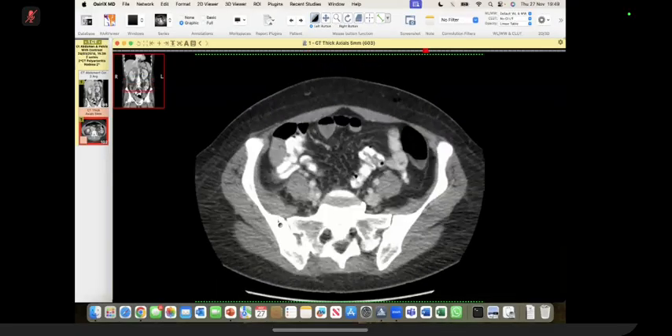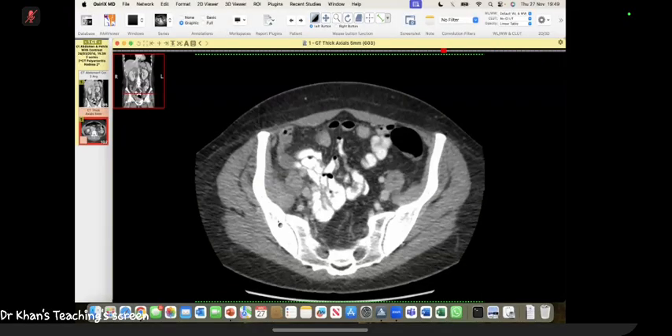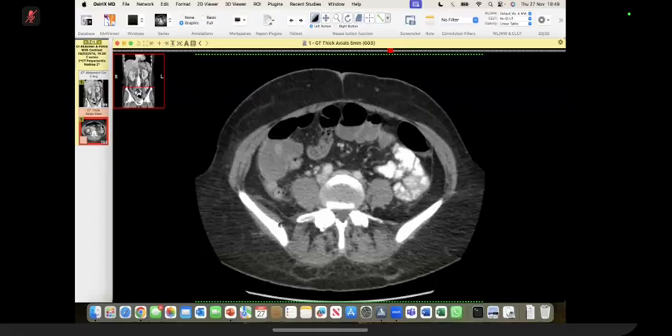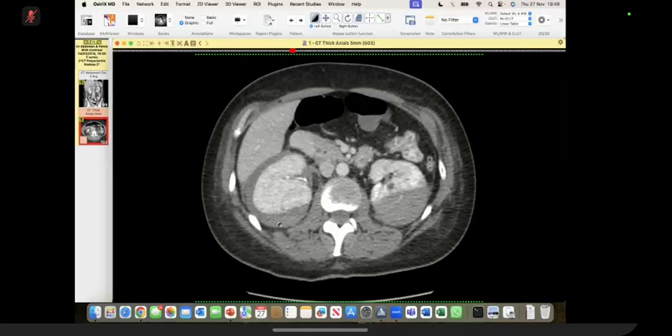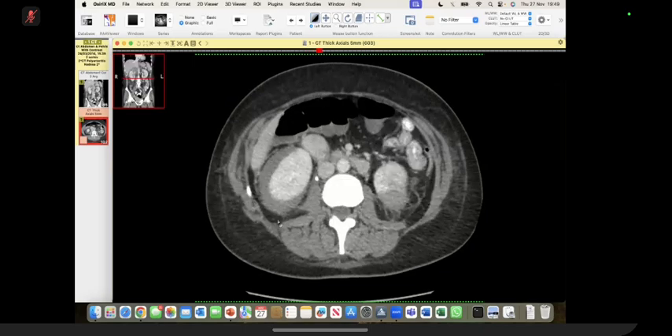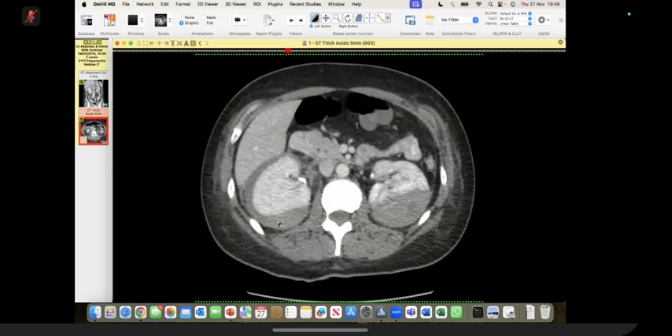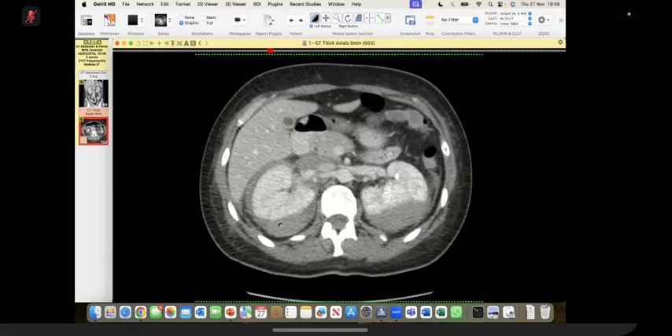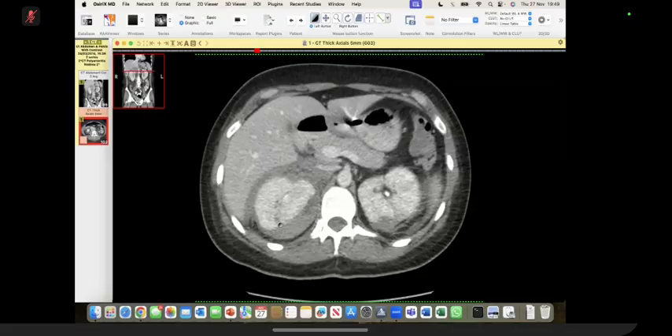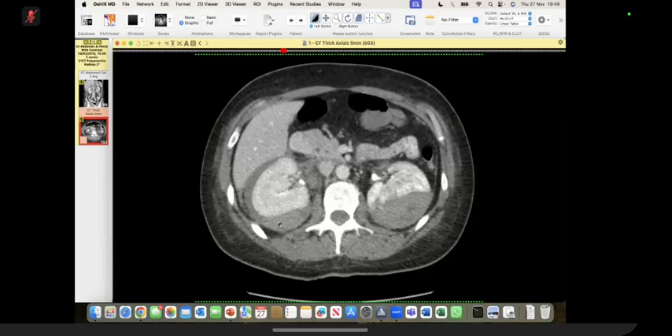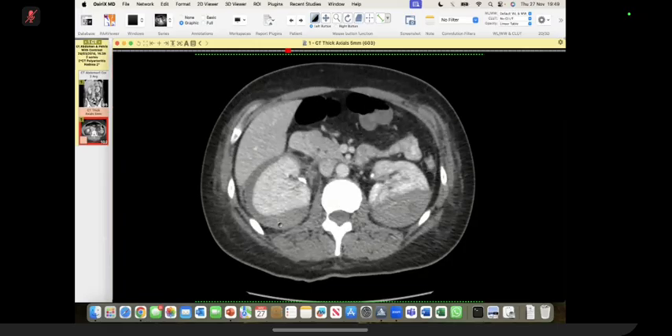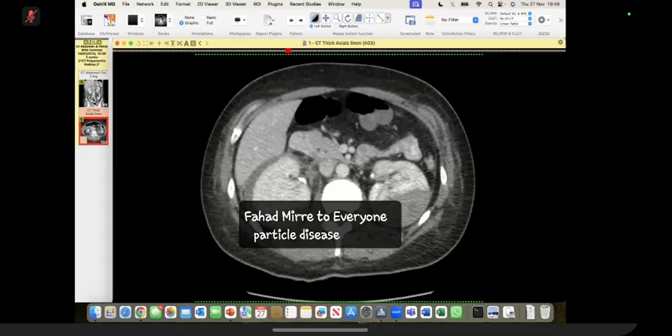And yes, the rest of the visualized abdomen appears normal. So in a female patient who is presenting with hematuria, these collections are most likely perinephric hematoma as a complication of vasculitis. Most likely, I think this is polyarteritis nodosa. I think this is most likely a complication of vasculitis, and the patient has developed these perirenal hematomas.